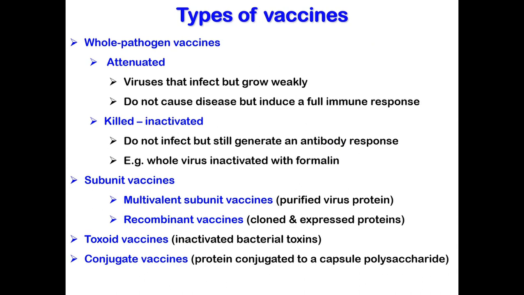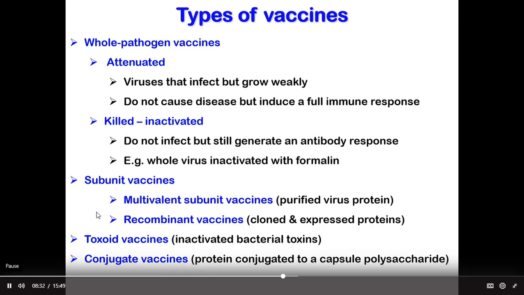So if we start with whole pathogen vaccines, as the name suggests, these are vaccines which incorporate the entire pathogen, not just a component of the pathogen. And you can get attenuated vaccines or killed/inactivated vaccines. So if we start with the attenuated vaccines, these are live vaccines, and these live attenuated vaccines are derived from disease-causing pathogens, so virus or bacteria, that have been weakened under laboratory conditions. Okay, so they've been weakened in the laboratory, and they'll grow in the vaccinated individual, but because they're weak, they will cause no or very mild disease.